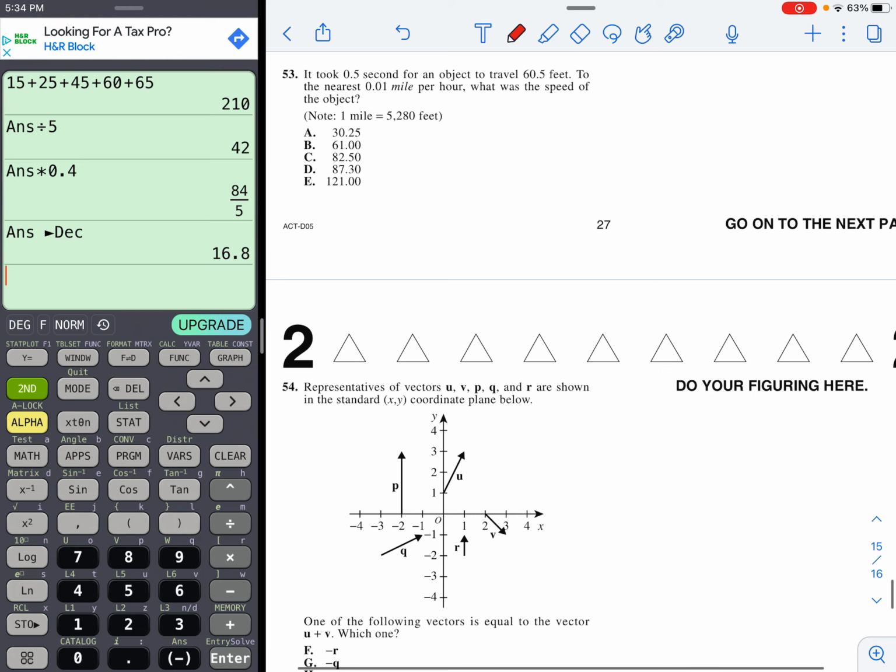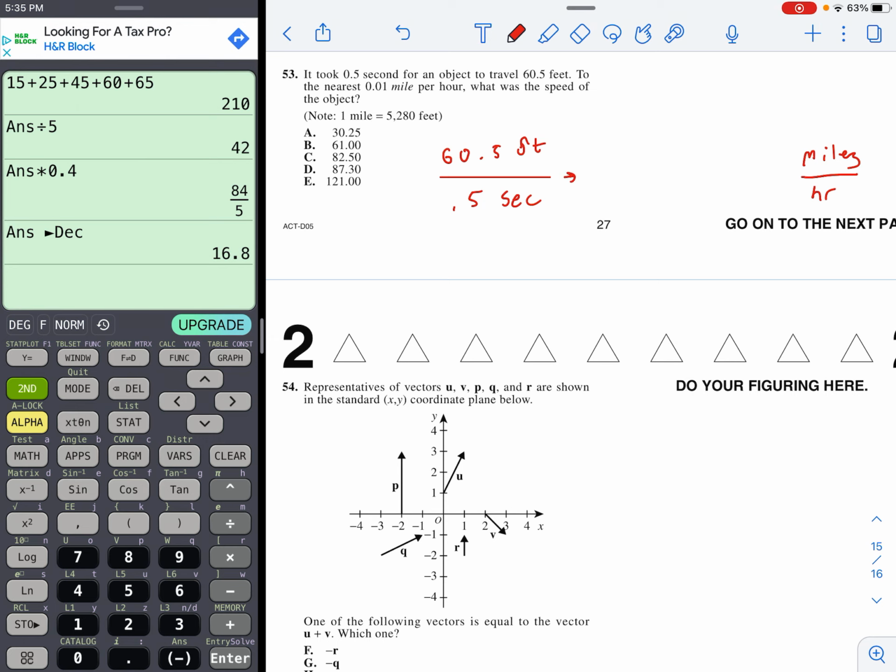Question 53. It took 0.5 seconds for an object to travel 60.5 feet to the nearest 0.1 miles per hour. Okay, so we need to get from 60.5 feet divided by 0.5 seconds. We need to get all the way down to miles per hour.